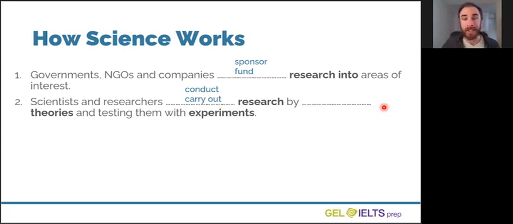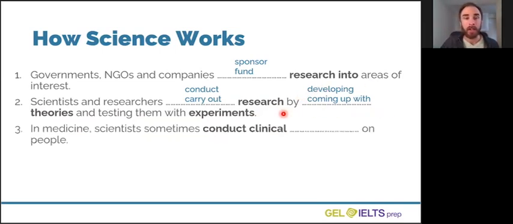The correct answer is coming up with. We have to use an ing form because it's after this preposition. So scientists and researchers carry out research by coming up with theories and testing them with experiments. We could also say developing theories as well. Number 3, we are missing one word from the space in sentence 3. Look at the next question below this video and can you write the one word which completes this sentence?